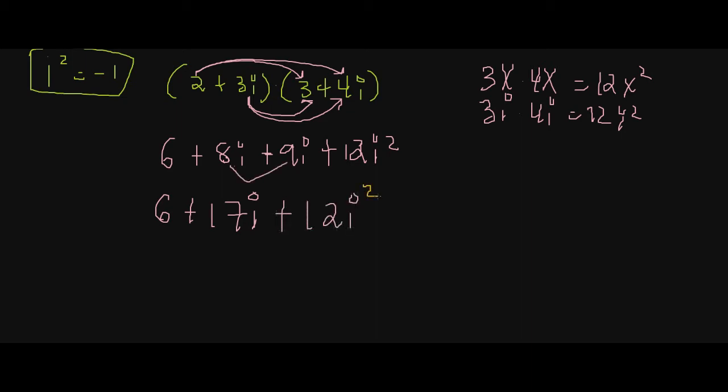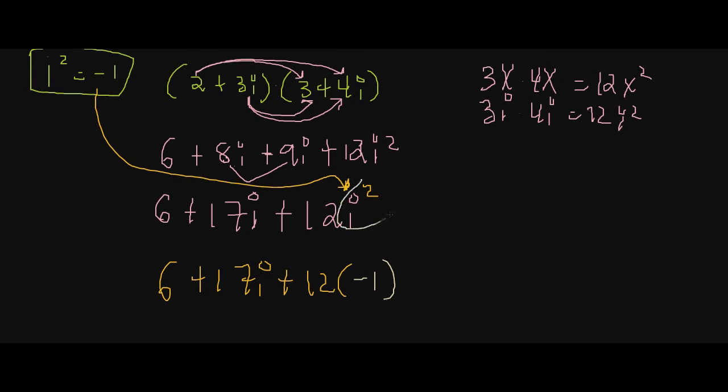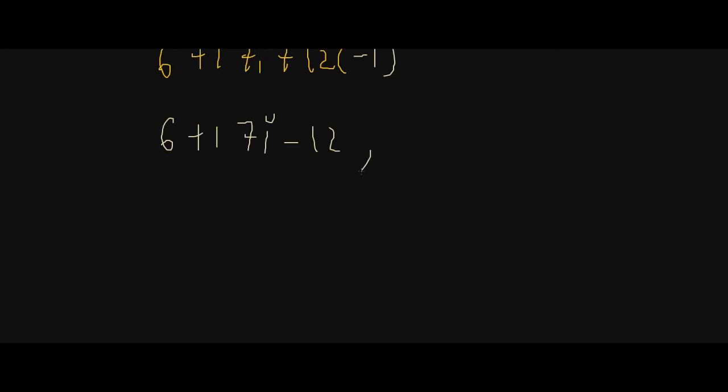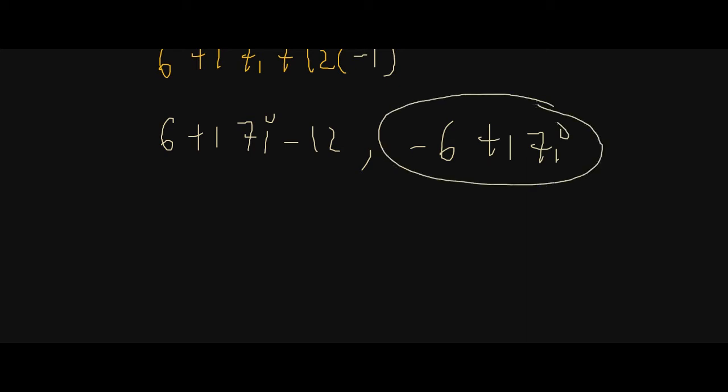Is there a way to simplify that? Yes, we just said i squared is equal to -1. So we plug that back in and replace this entire expression. We're going to get 6 plus 17i plus 12 times -1, because i squared is equal to -1, as written right up here. So 12 times negative 1, we get 6 plus 17i minus 12. Now we just put these numbers together. 6 minus 12 is -6, and we still have this plus 17i. And this is my final answer here.